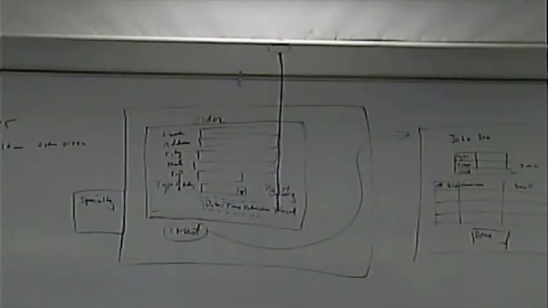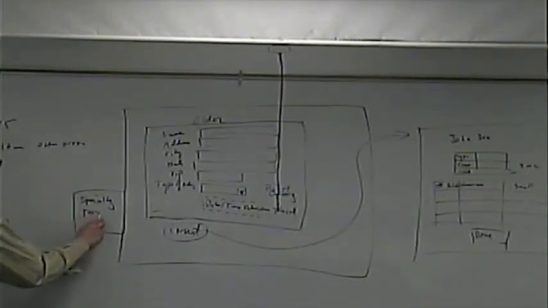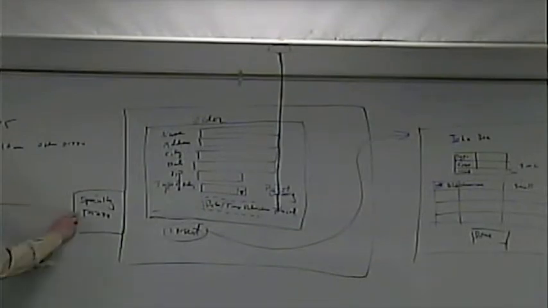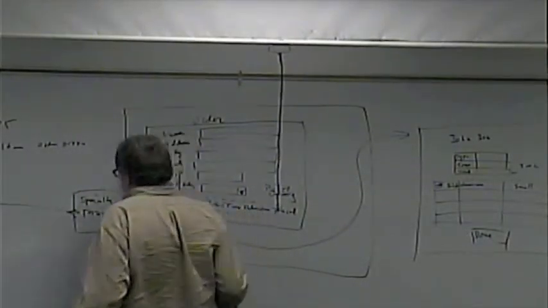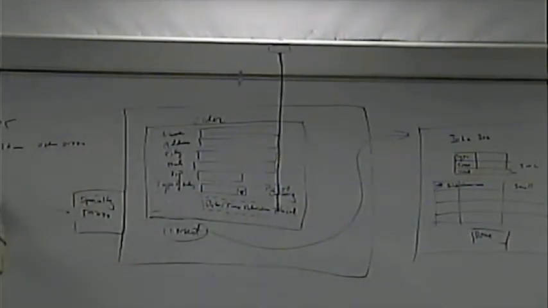Now, what's the relationship between these two? One order can have many specialty pizzas on it, all right? Sure. A given specialty pizza can be on many different orders, right? Two people can order a Hawaiian pizza. And one order can be for a Hawaiian pizza and a meat lover's pizza. So we have a many-to-many relationship, and therefore we have an order pizza or an order item table.